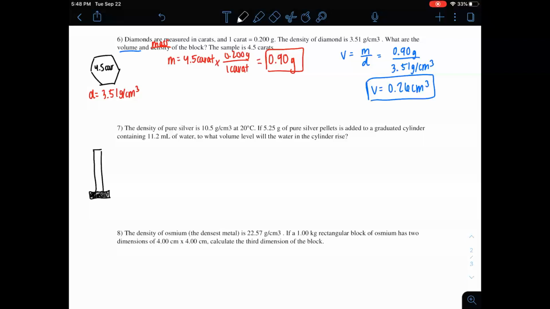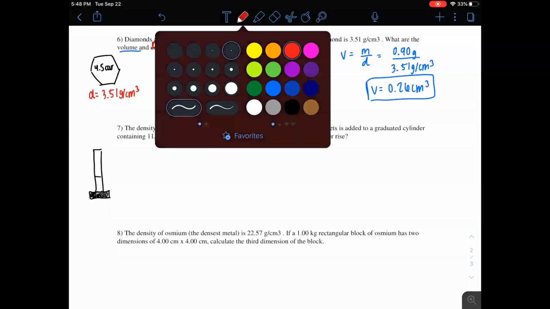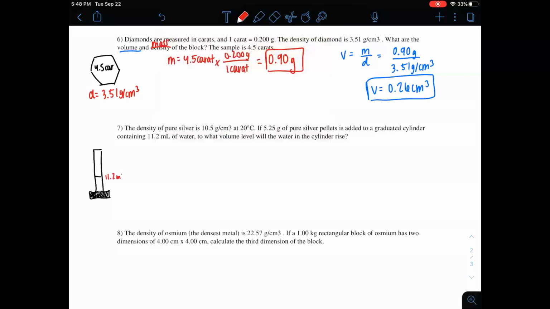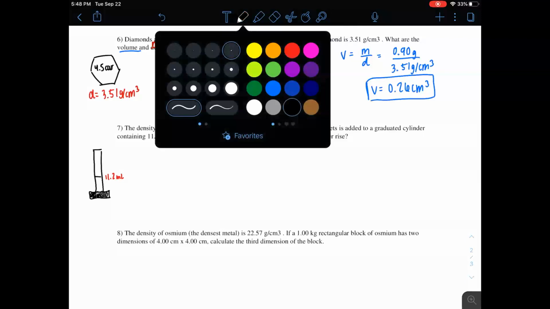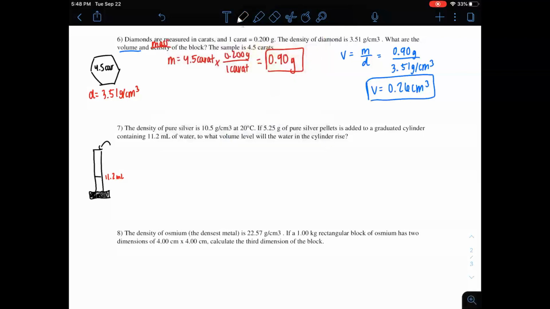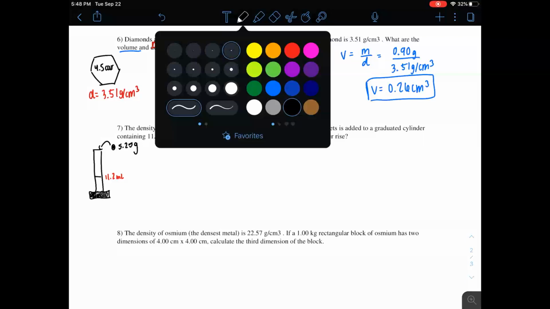Again, this is my graduated cylinder, and it contains liquid. Its original volume here is 11.2 milliliters. And I'm going to add my silver pellets, 5.25 grams. So I'm going to add those in there, and it's going to cause my water to rise.